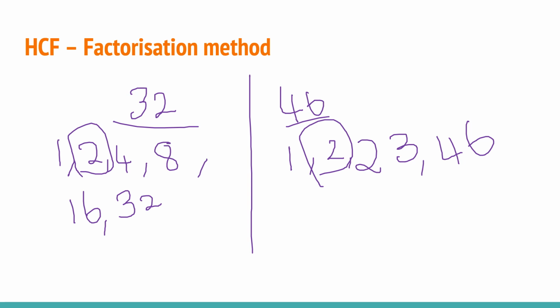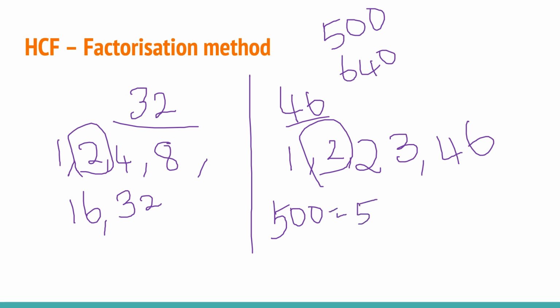Let us calculate the HCF of 500 and 640. 500 can be expressed as 5 into 100. 100 can be expressed as 25 into 4, where 25 is 5 square and 4 is 2 square. So 500 is 5 cube into 2 square.